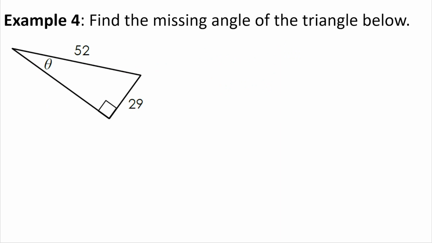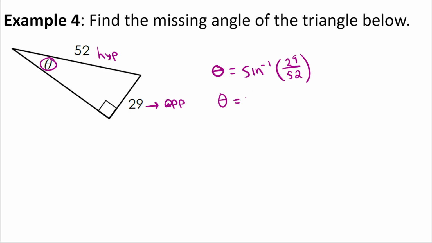In this example right here, we have the side lengths of 29 and 52 and angle theta. So I'm going to circle theta again. And with respect to theta, 29 is the opposite, and 52 is the hypotenuse. So this is going to be opposite over hypotenuse. I'll use theta equals inverse sine of 29 over 52. And if I plug it into the calculator, I get theta equals 33.9 degrees.